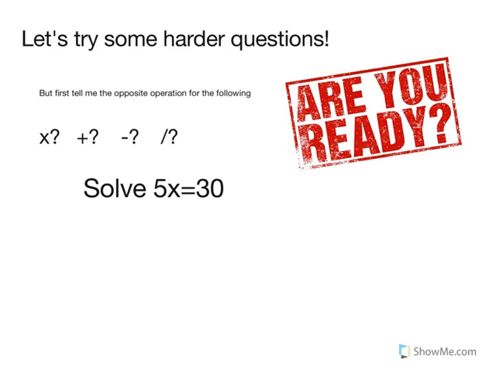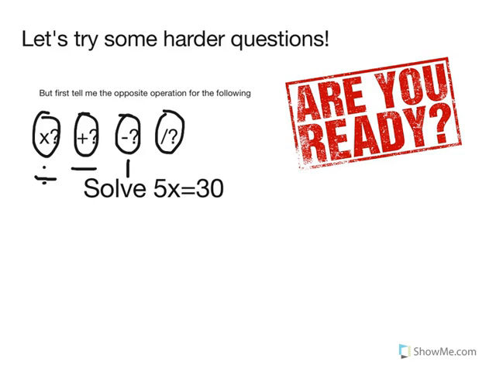But first, I need you to tell me what the opposite operation is of multiplication, addition, subtraction, and also division. Pause the video. The opposite operation of multiplication is division. The opposite of addition is subtraction. The opposite of subtraction is addition. And the opposite of division is multiplication.